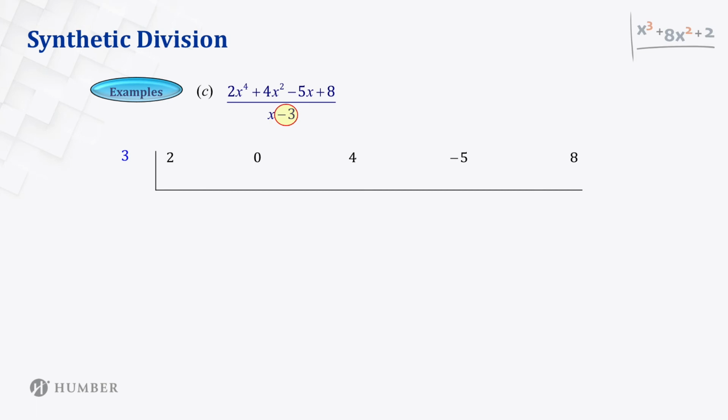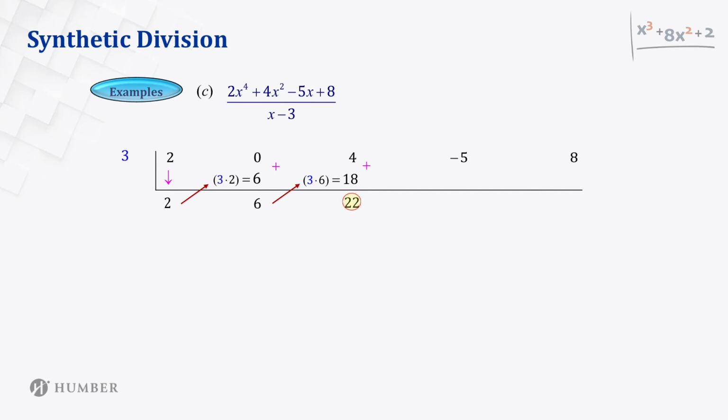Then start by bringing down the leading coefficient of 2. And we multiply that 2 by c. So 3 times 2 to get 6. Next, place it in the next column. Then add 0 and 6 to get 6. Again, we multiply that by 3. So 3 times 6 to get 18 and place it in the next column diagonally. We repeat the same process. So add down to get 22.